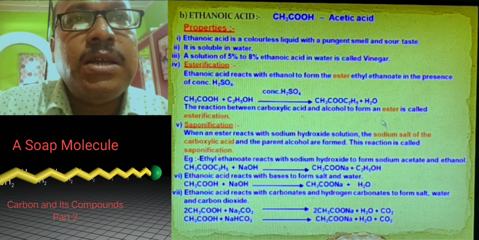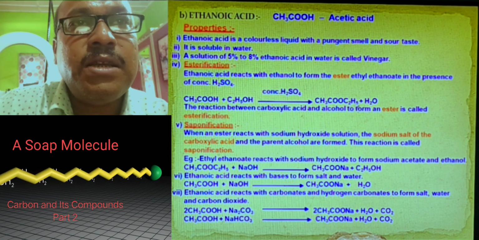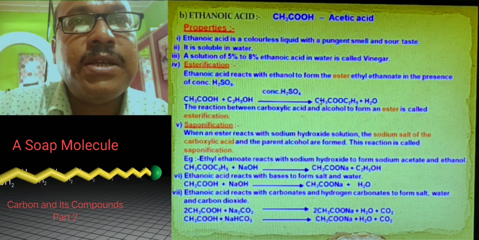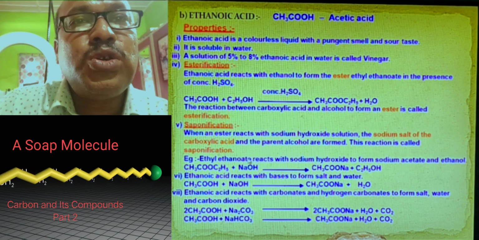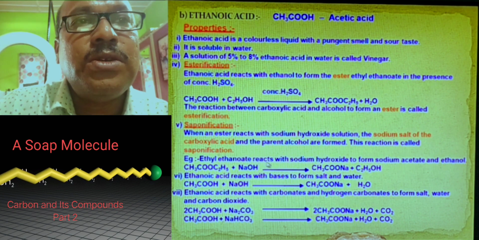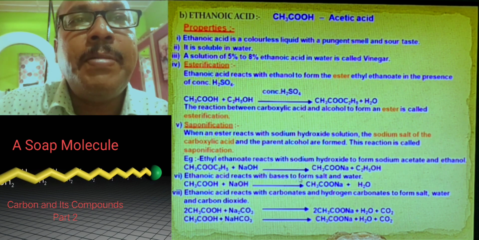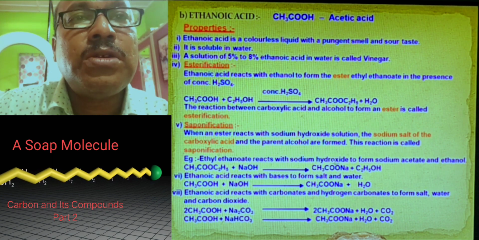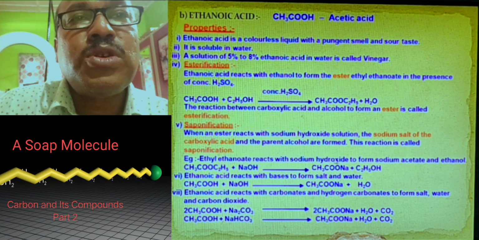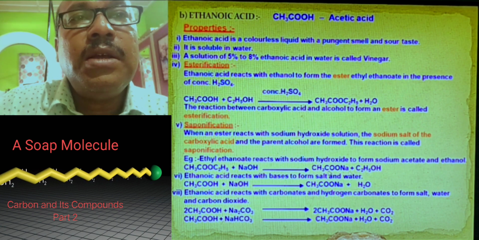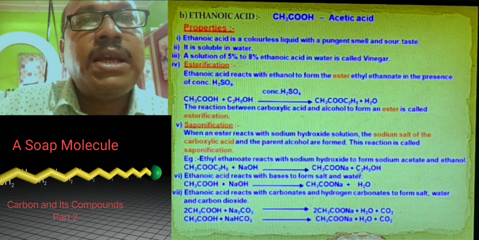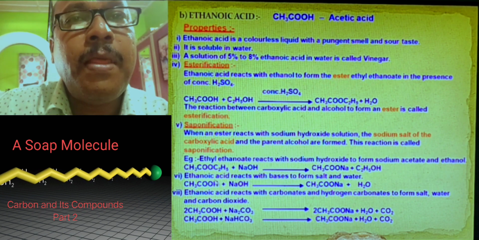This is the compound called an ester, ethyl ethanoate. This ester is allowed to react with sodium hydroxide, and then it will produce a sodium salt and ethyl alcohol. This type of chemical reaction is called saponification.